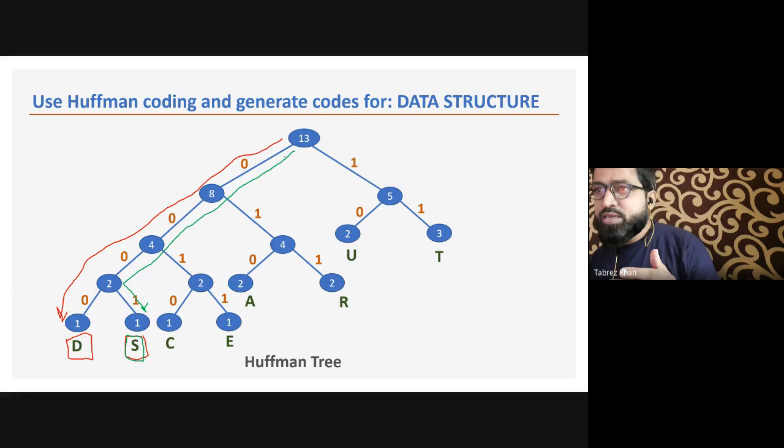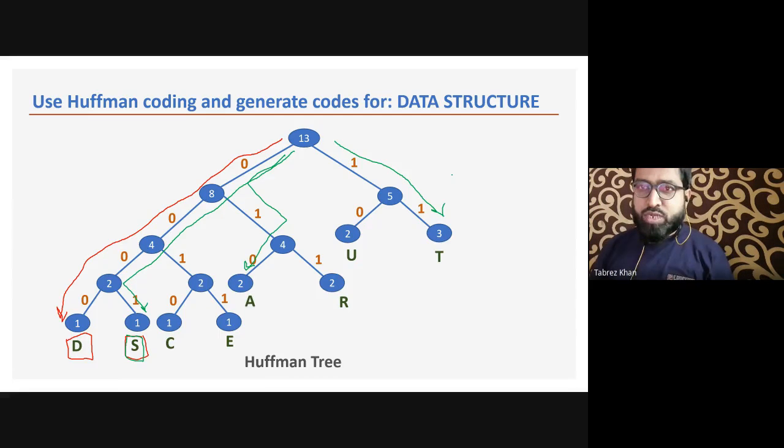For A, it is 0, 1, 0. For R, it is 0, 1, 1. For U, it is 1, 0. And for T, it is 1, 1. Okay. So now we can see that different characters have different length codes. The lengths of the codes are different.